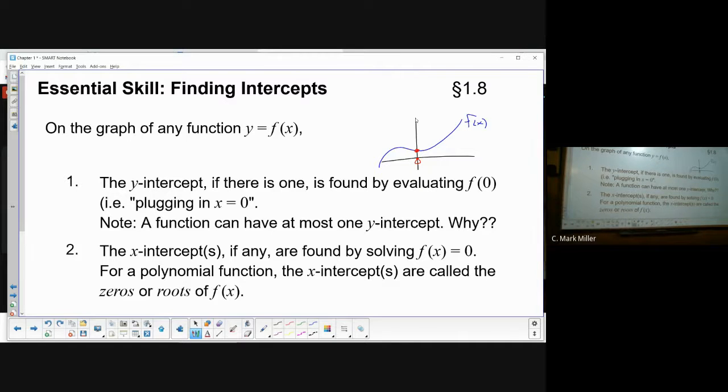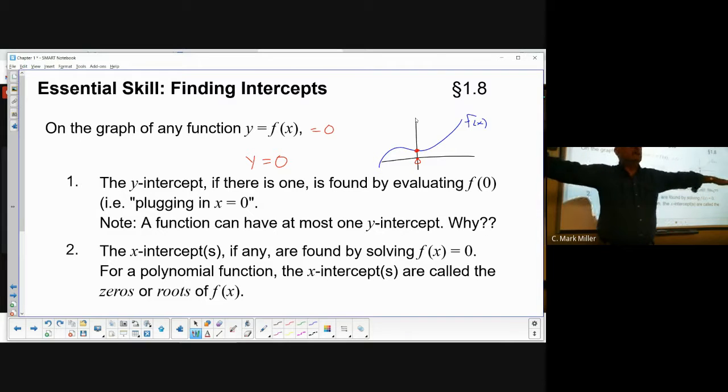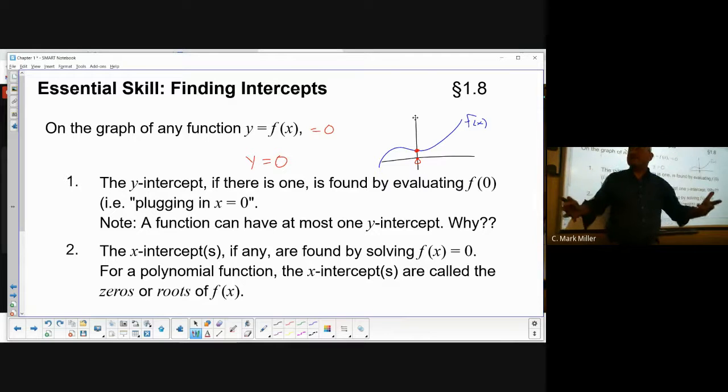How do you get the x-intercept or intercepts of any function in the universe? You solve the function equal to 0. So you set the function equal to 0 and solve. Why does that work? If y equals f of x, and I set the function equal to 0, that's y equals 0. What is y equals 0? It's the x-axis. So when I set the function equal to 0, I'm finding the x values that make y equal to 0, which means the x values along the x-axis.